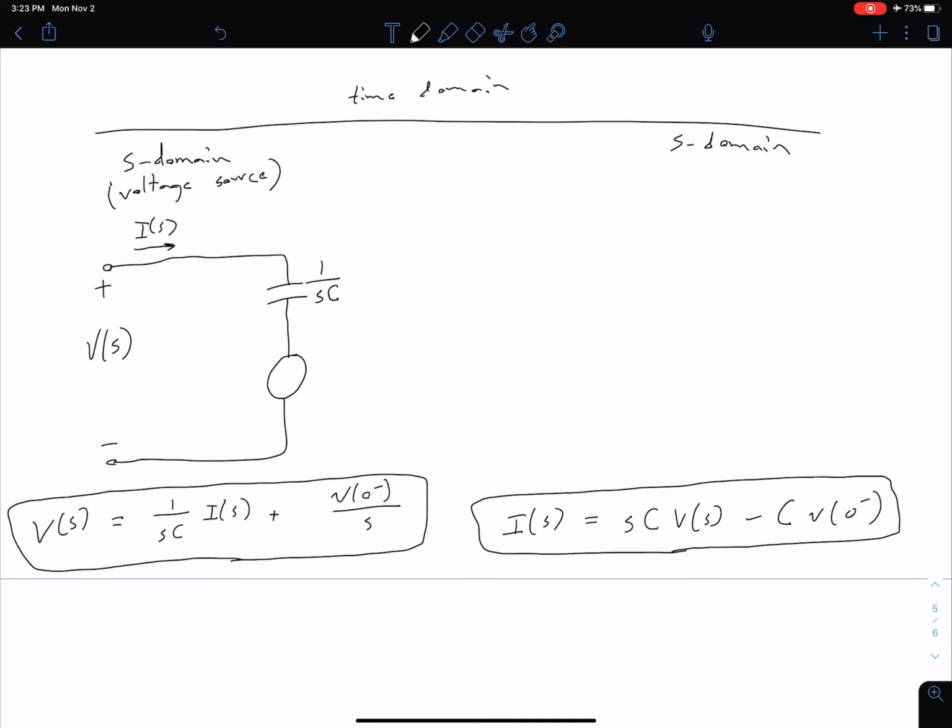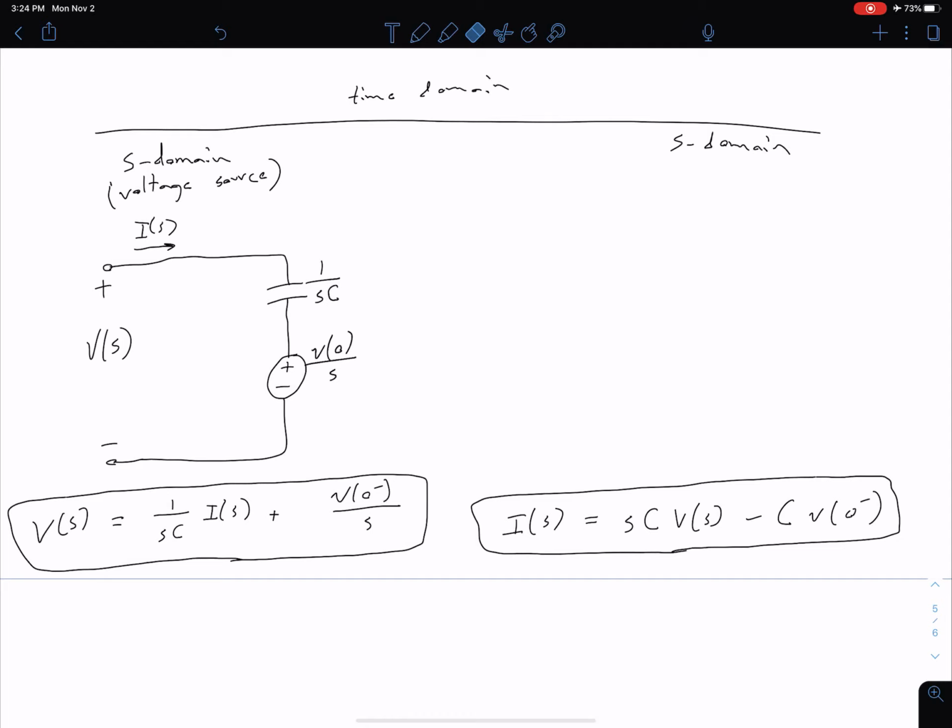So because we're adding that voltage, the polarity is going to be on the top, and we're going to have V of 0, and we can have 0 minus, 0 plus. They're both the same, so let's just call it V at 0, divided by S. So that's what our S-domain circuit with a voltage source would look like.